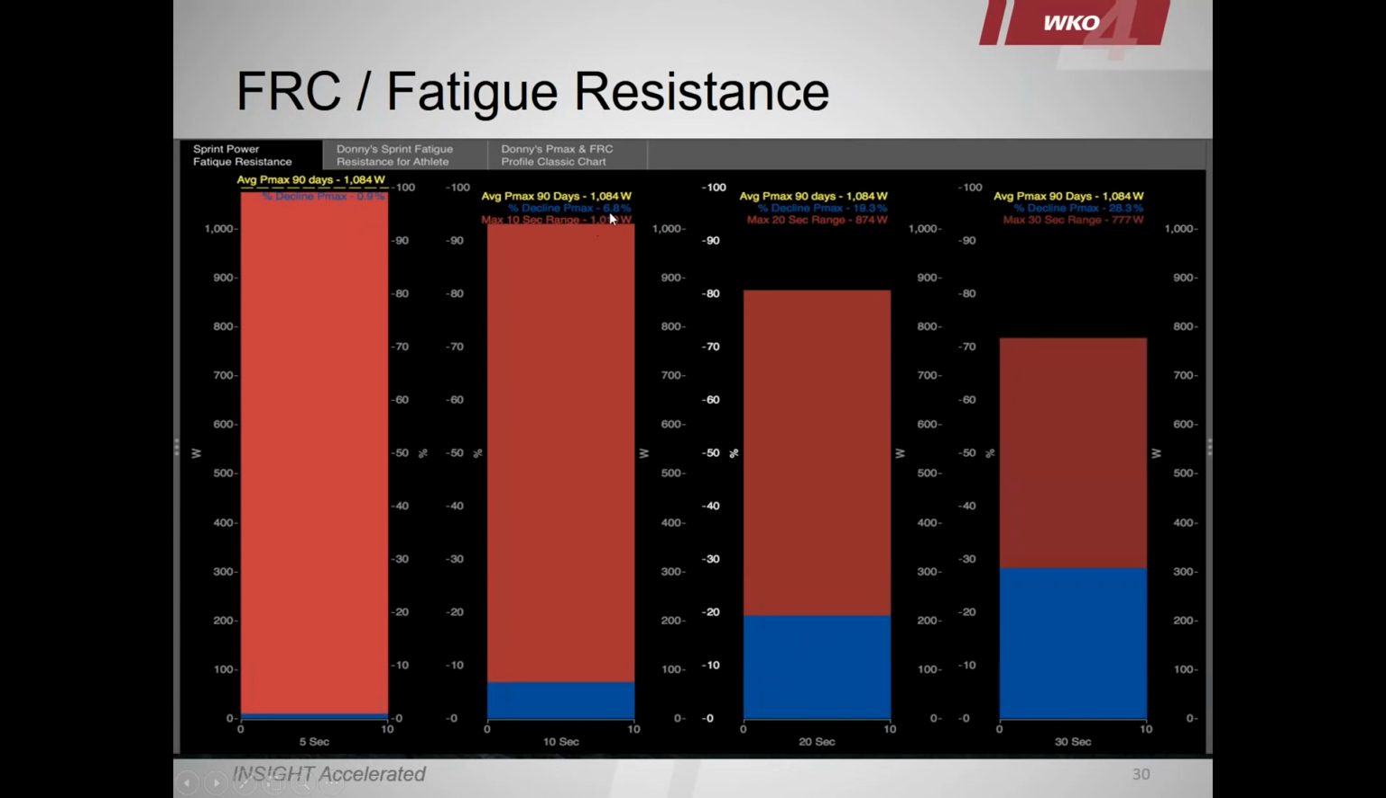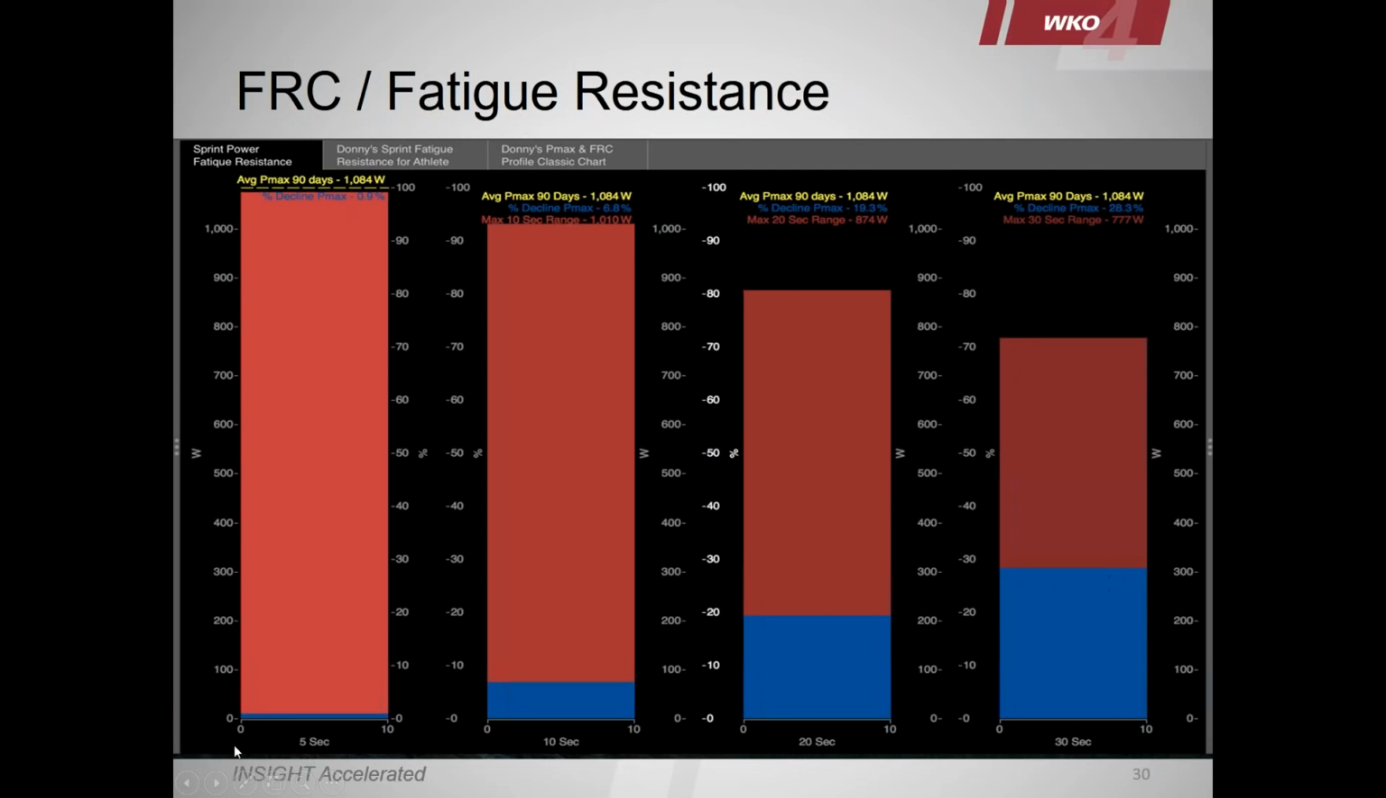By 10 seconds out, they're 6.8 declined. By 20 seconds out, they're 19.3, so we're starting to see some pretty big drop-offs. By 30 seconds out, we're 28.3. Now, what's normative? I don't know. We might learn here soon. We're starting to track all this data, right?